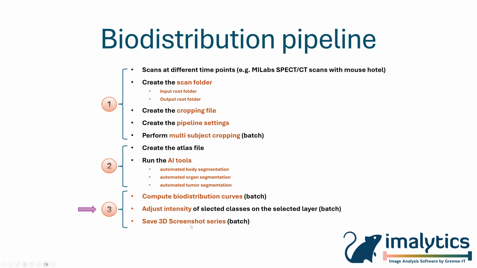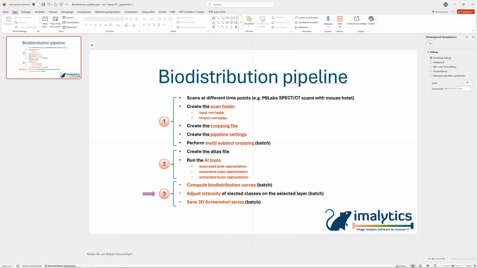And in this third video, I would like to explain how to compute the biodistribution curves in batch mode, for example, for %ID, how to adjust the intensity of selected classes on the selected layer to remove the bed, and how to save 3D screenshot series, also in batch mode, for a nice presentation or publication.